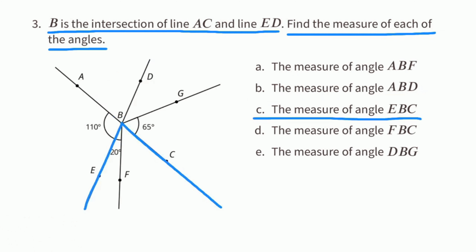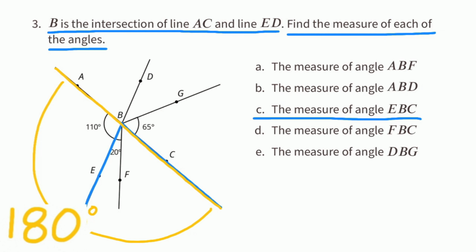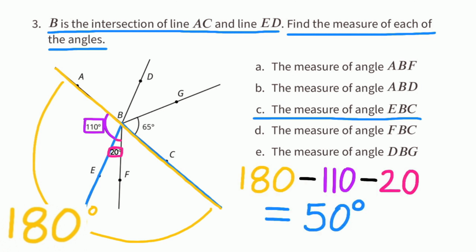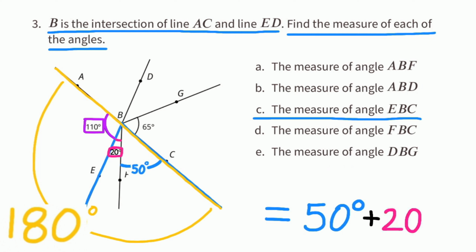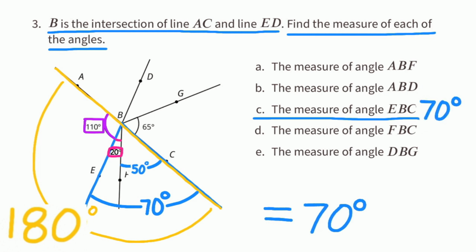C. The measure of angle EBC. We can use this information and see that ABC is 180 degrees, ABE is 110 degrees. It also tells us EBF is 20 degrees. 180 minus 110 minus 20 equals 50. That means angle FBC is 50 degrees. 50 degrees plus 20 degrees equals 70 degrees. So the angle for EBC is 70 degrees.